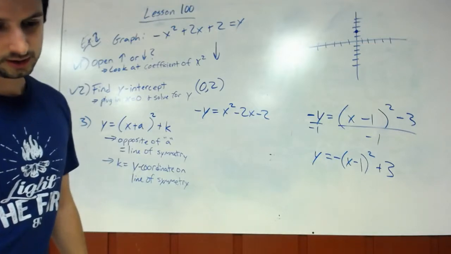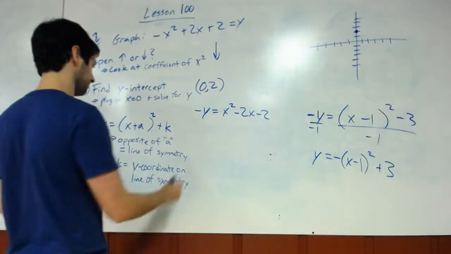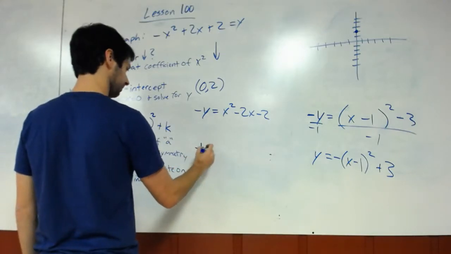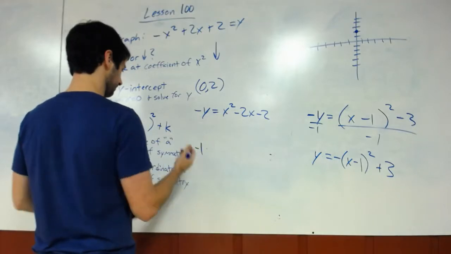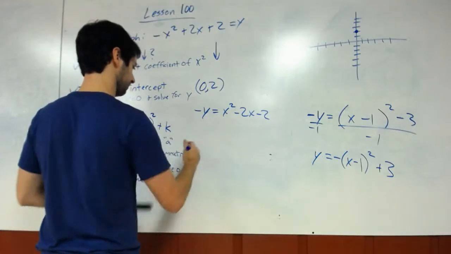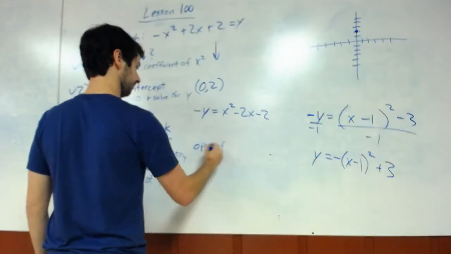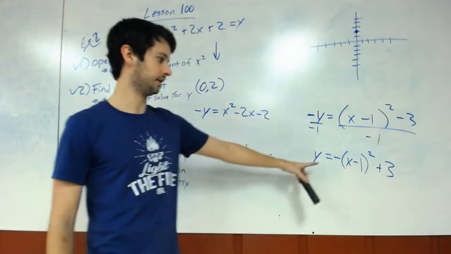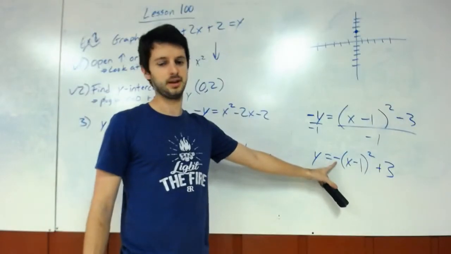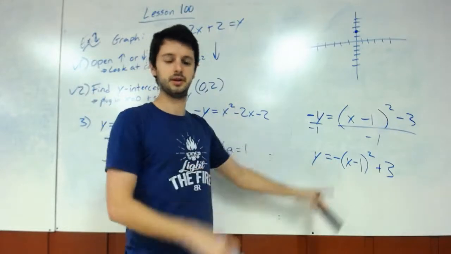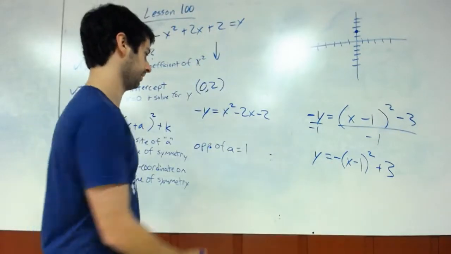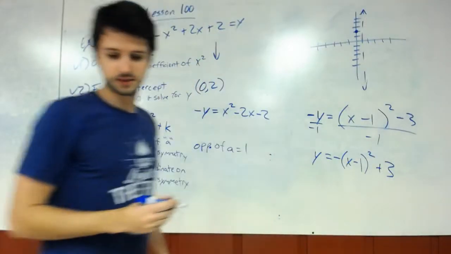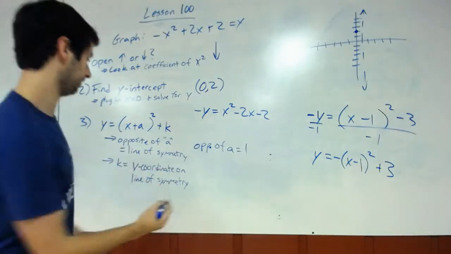So a, representing the axis of symmetry, is negative 1, but we need the opposite. So the opposite of a would equal a positive 1. This negative has no influence on it. It's just representing if the parabola goes up or down. So I find 1, draw my line of symmetry. Then I look at my k.